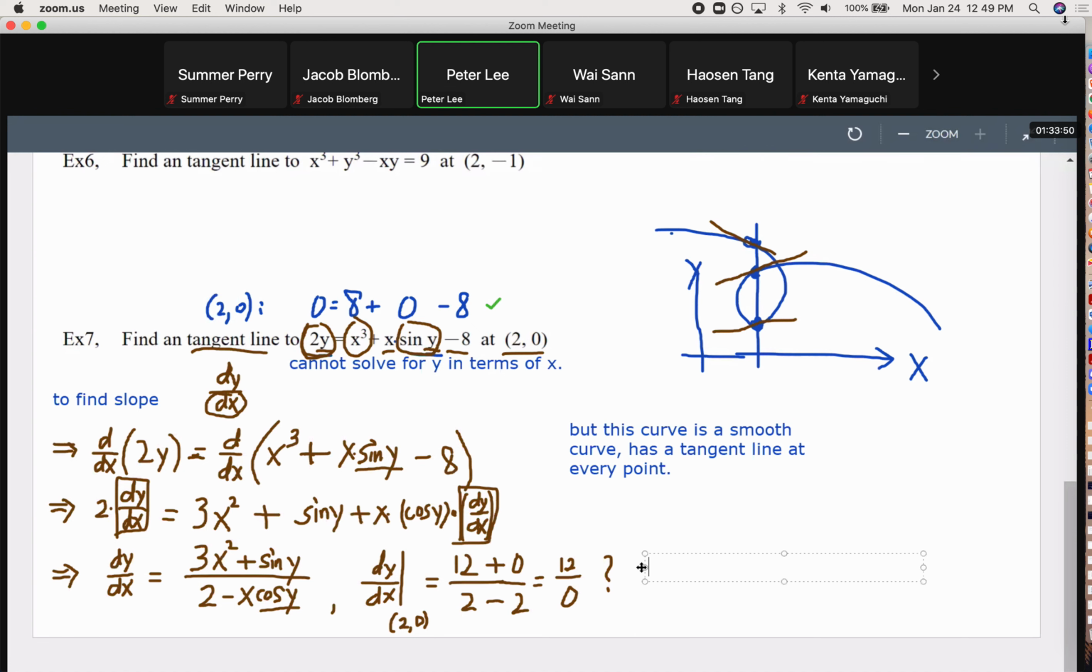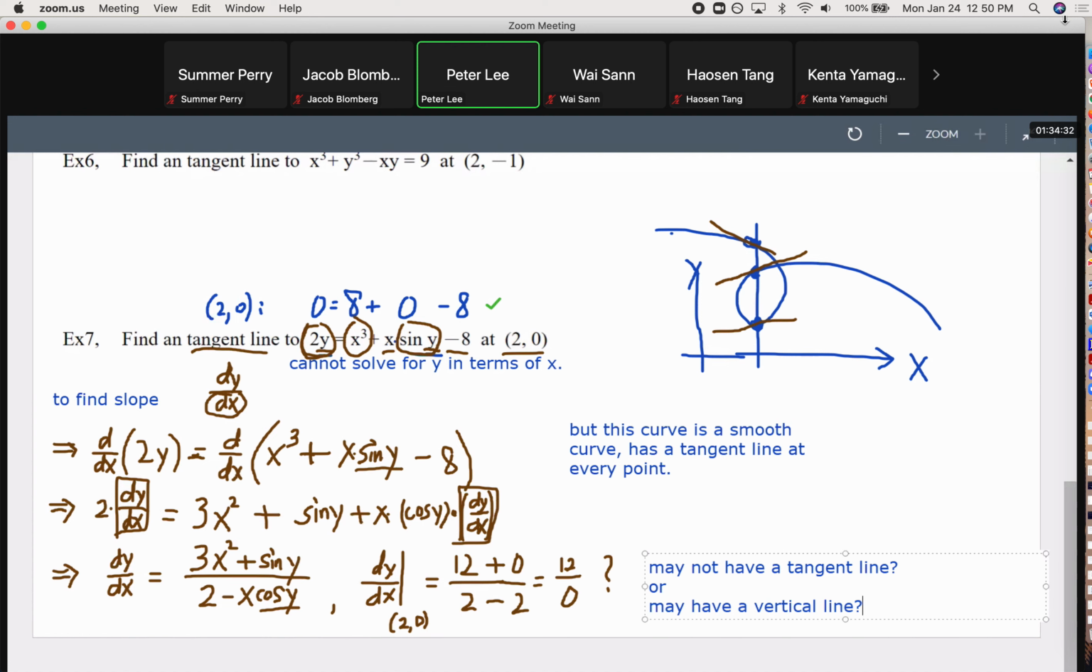Question is, may not have a tangent line, or, let me write it down, or may have a vertical tangent line. So in this case, because this is a smooth function, we actually have a vertical tangent line in this case. Okay? So this requires a little bit more information, but the 0 here, undefined, vertical.